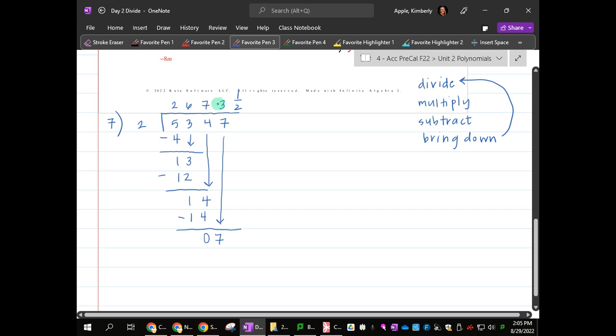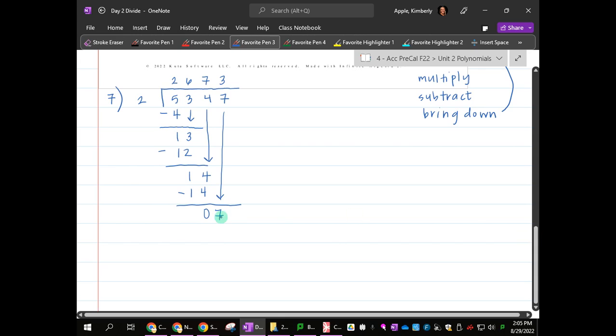So let's finish it. 3 times 2 is what? 6. And now what step am I on? Yeah, I just multiplied. So where am I? Subtract. 7 minus 6 is 1. This part's important. Bring down the 0. I'm interested in fractions only today. So no 0.0.